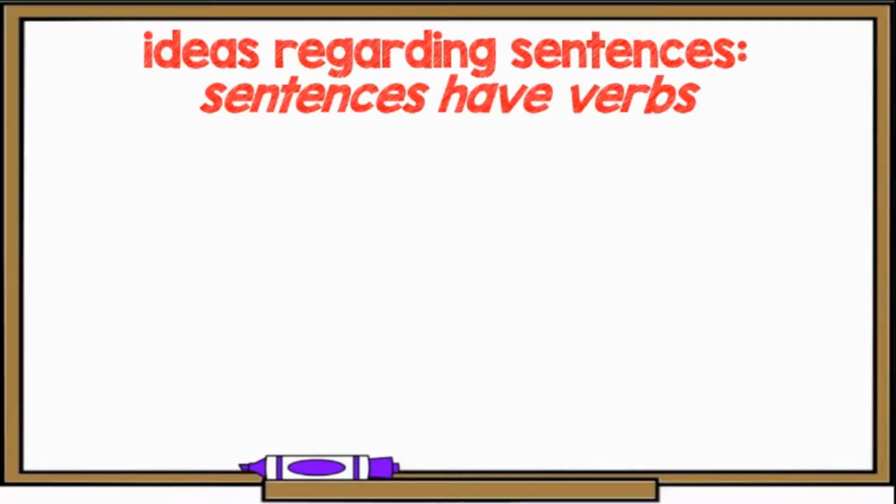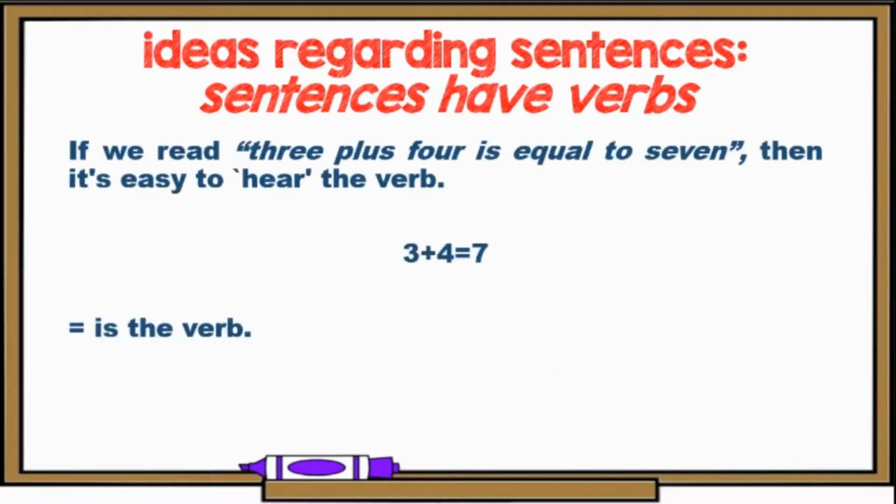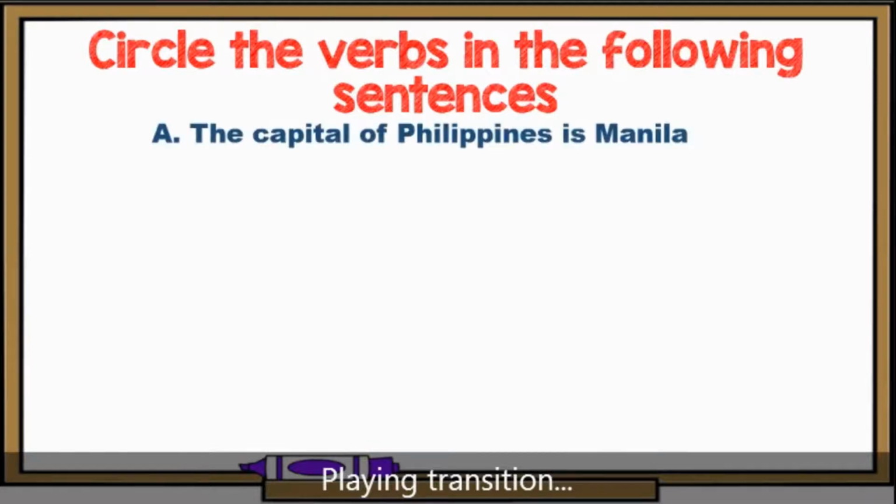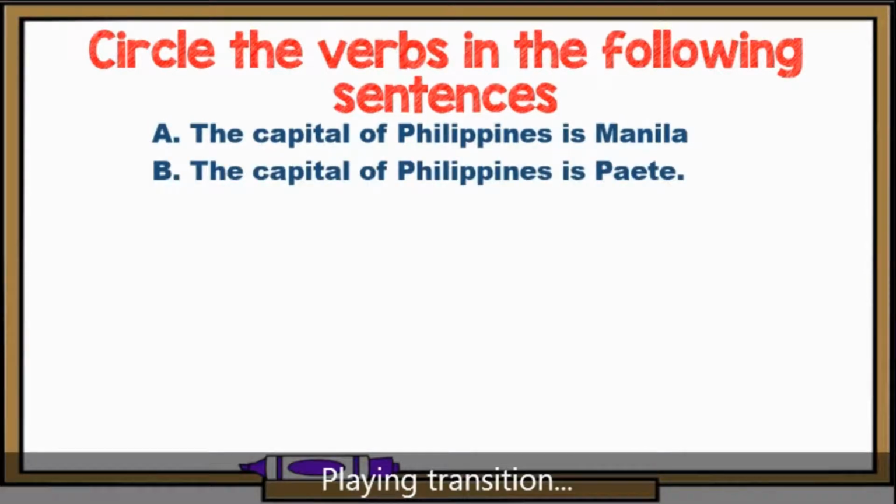Let's move to the next slide. Ay, naulit ko siya. Ay, activity pala to. Okay, so circle the verbs in the following sentences. Simulan natin sa English na sentence. The capital of Philippines is Manila. Next, the capital of Philippines is Paite. Next, 3 plus 4 is equal to 7. Next, 3 plus 4 is equal to 8.